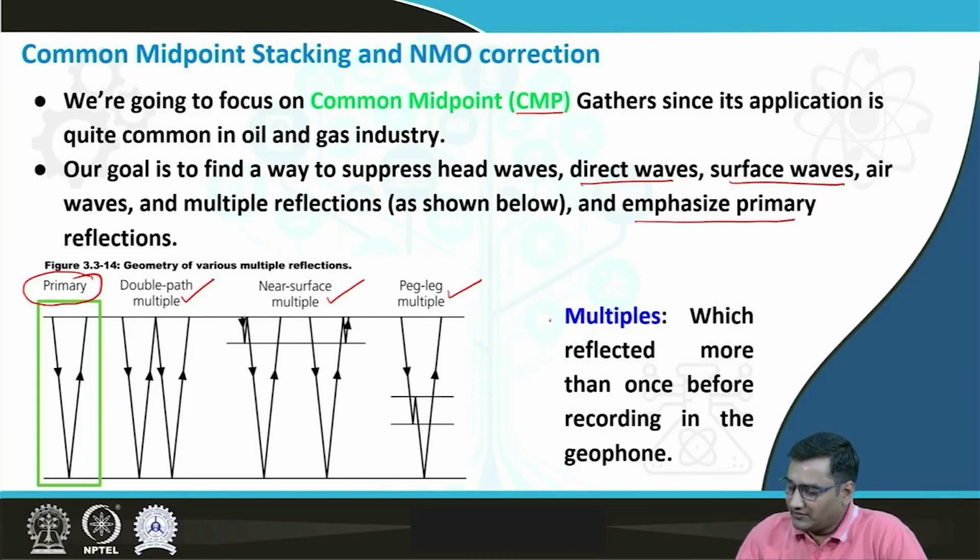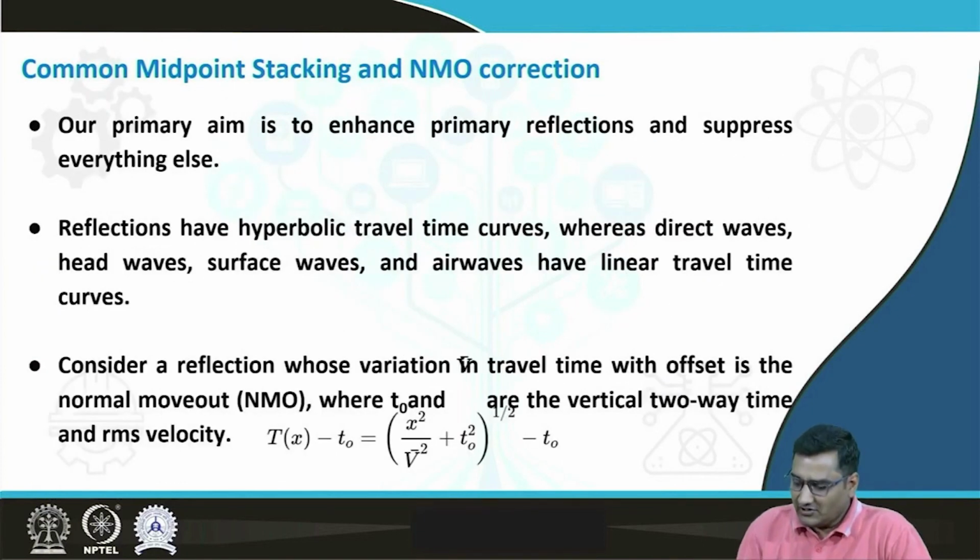The multiples are also reflected waves, but they reflect more than one time from the reflectors before being recorded in the geophone. Our primary aim is to enhance the primary reflections and suppress everything else. Reflections have hyperbolic travel time curves, so these are different from the head waves, surface waves, and air waves, because those waves have linear travel time curves.